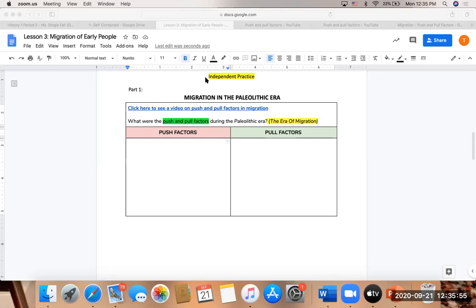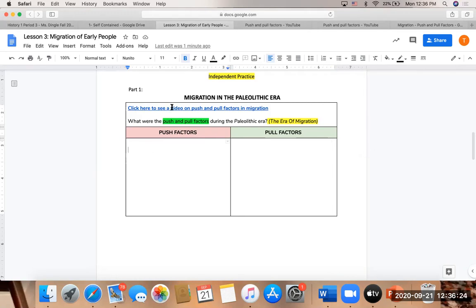So for today's independent practice, it will be 2 parts, okay? In part 1, you will be looking at a video to give you more background information on the push and pull factors found in migration. And once you've completed the video, you will come down here to your push and pull factors boxes and give me 2 to 3 points of push factors found in migration and 2 to 3 points of pull factors found in migration. All right, so let me do the first one with you so you get an understanding of what's expected.